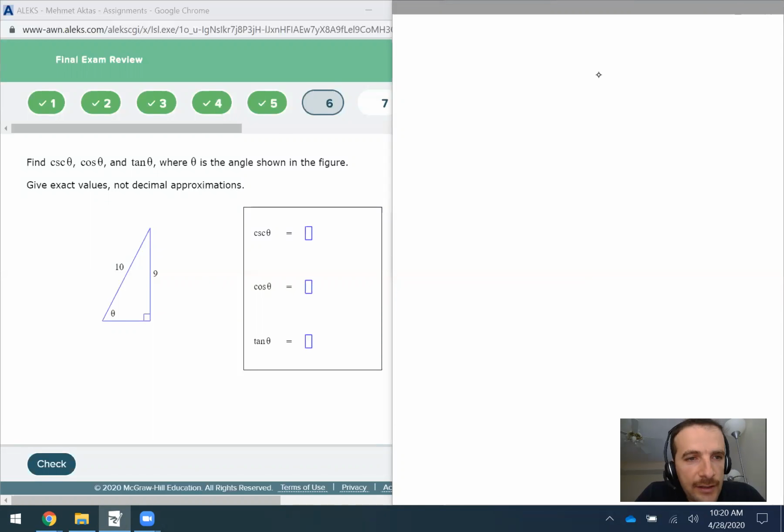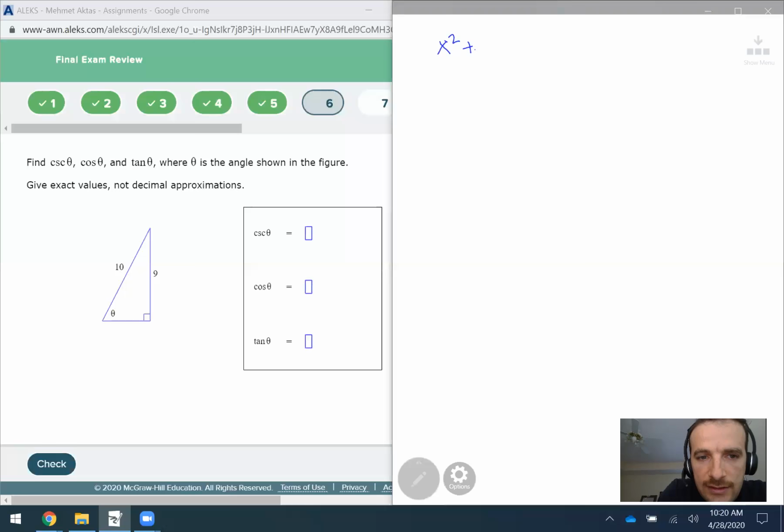Okay, find cosecant, cosine, and tangent on this triangle. Cool. Cosecant is 1 over sine, right? But wait a minute. Normally we are missing a side, right? We don't have this side here. So let's find this part first, okay? To do so, I am going to use the Pythagorean theorem, right? So let's call that side x.